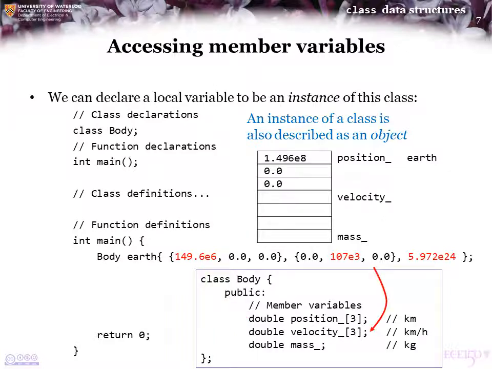Next, the second initial value is again an initialization list of 3 entries, which will initialize the velocity array. And finally, we have the mass, and that is the third initial value, and that will initialize the third member variable mass. So after this initialization, somewhere in memory, there is memory allocated for these 7 doubles, and these are the values stored in that memory.